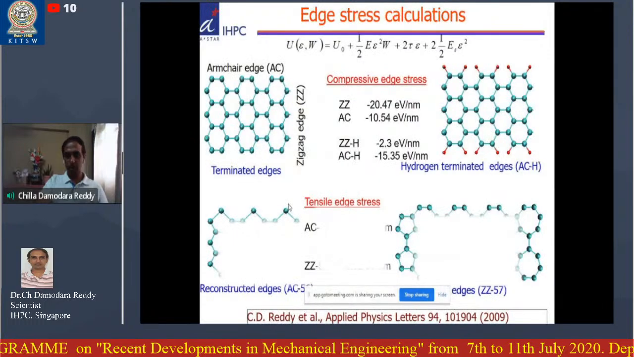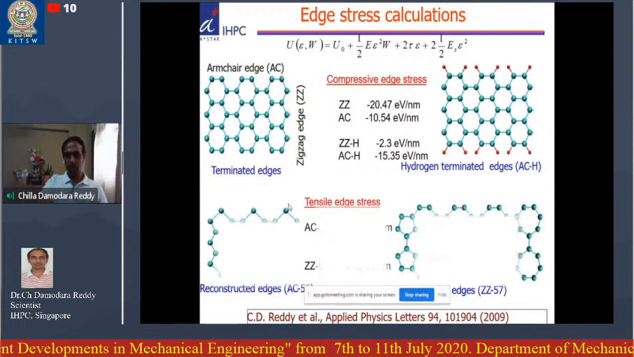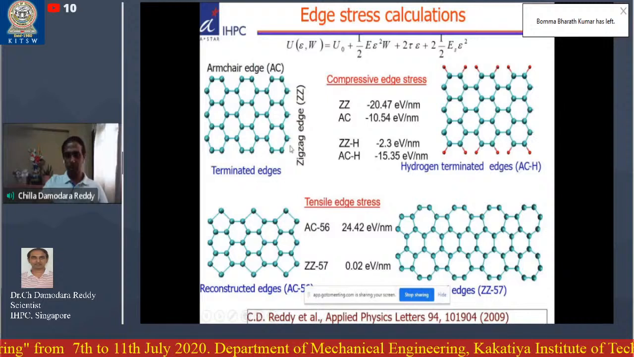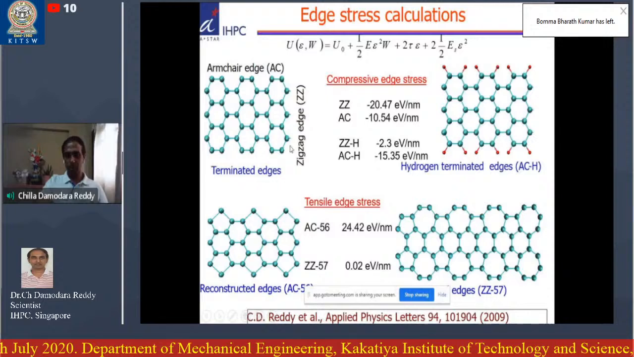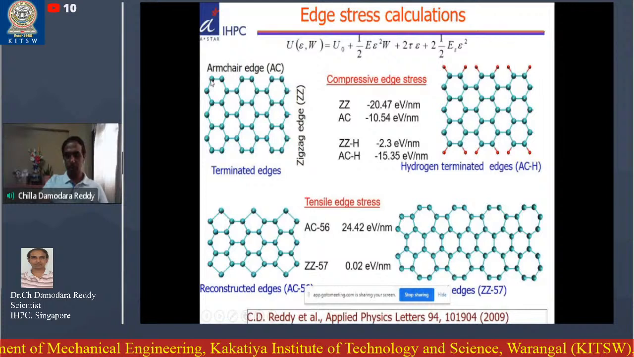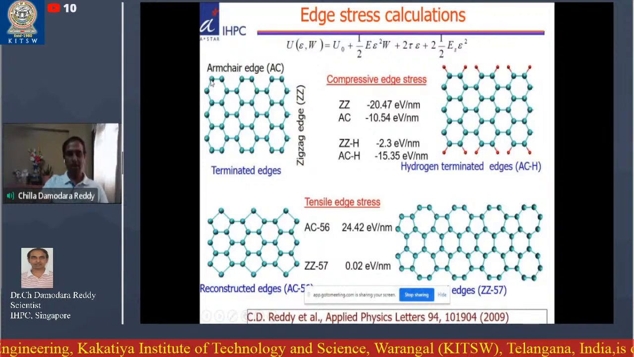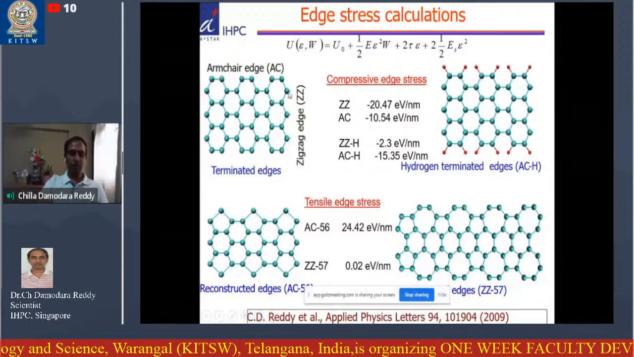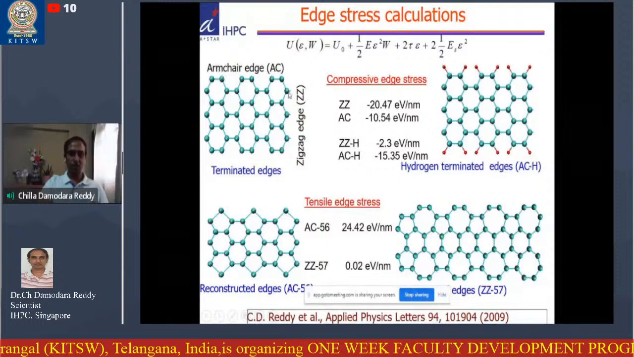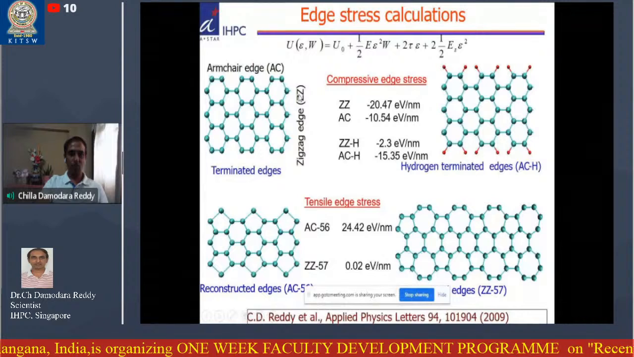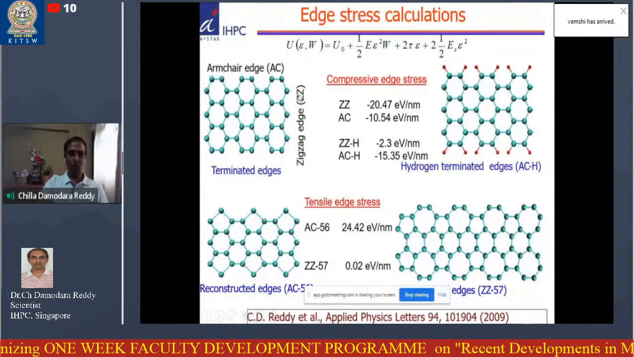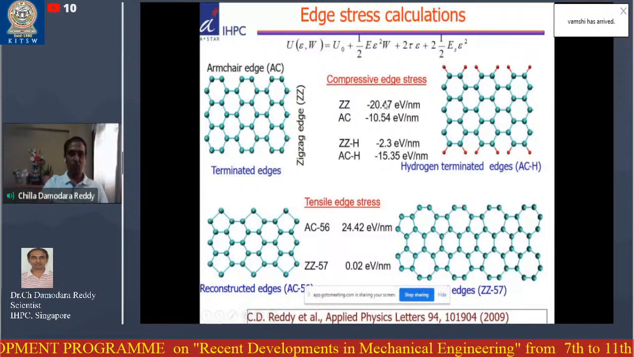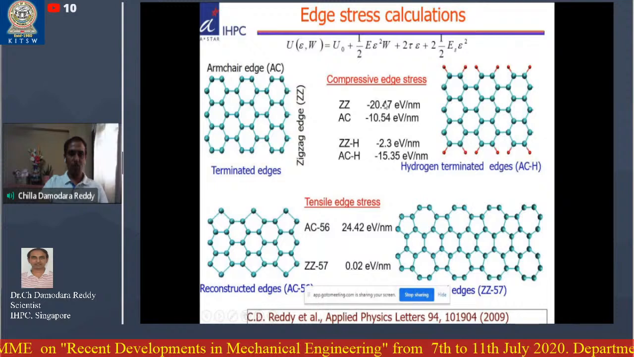So what is this edge effect actually? Suppose graphene, if you take the hexagonal sheet and cut it into a small square piece or rectangular piece, then you can find this armchair kind of structure. Armchair means this kind of structure, and we have this zigzag edge kind of structure. So these two edges have different properties. Like one is highly compressive in nature, and the other one is slightly lesser.